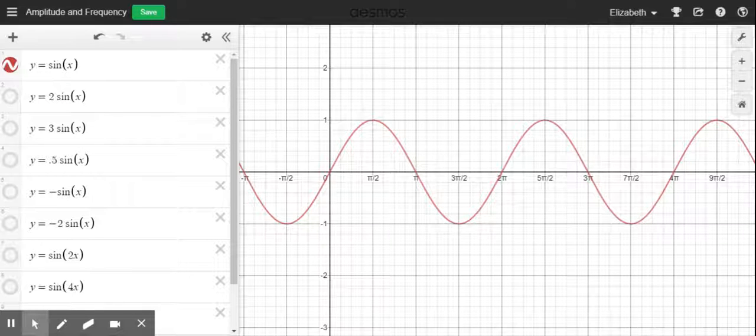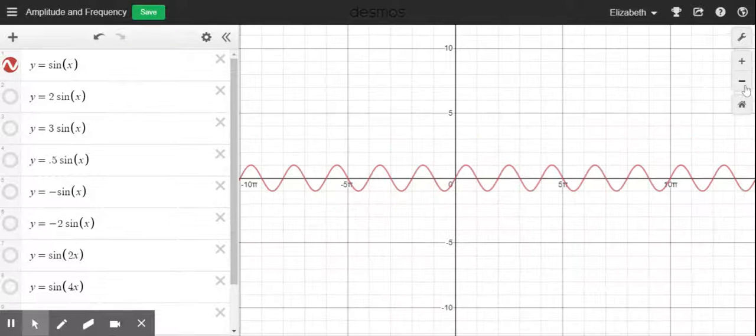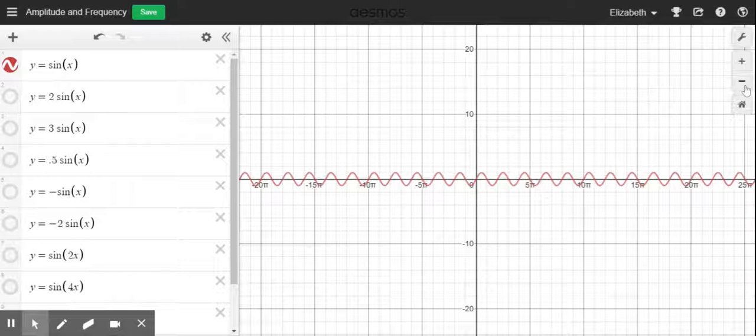So here on the screen you can see we have a sine graph. This is just standard sine. It starts at 0. We've talked about this. It goes up to 1, crosses back at pi, goes down to -1, ends at 2 pi, and then a new curve starts. If I zoom out, you can see it keeps going and going. It just continually does that same pattern over and over again.